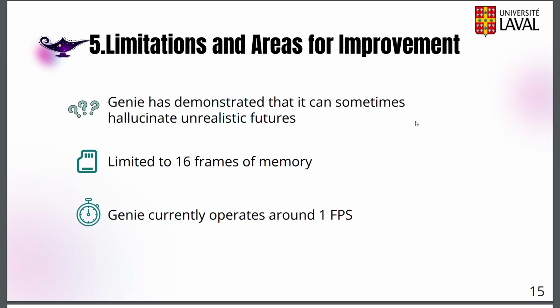There were 3 main issues and areas of improvement identified by the researchers. First, Genie still has the potential to hallucinate some unrealistic features. Second, it's limited to 16 frames of memory. And third, it currently operates around 1 frame per second. So while there is still room for improvement in terms of capacity, Genie is definitely on the right track.